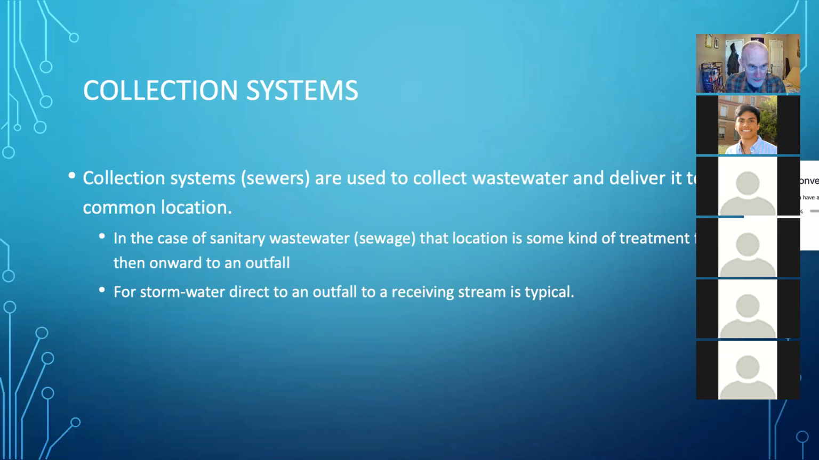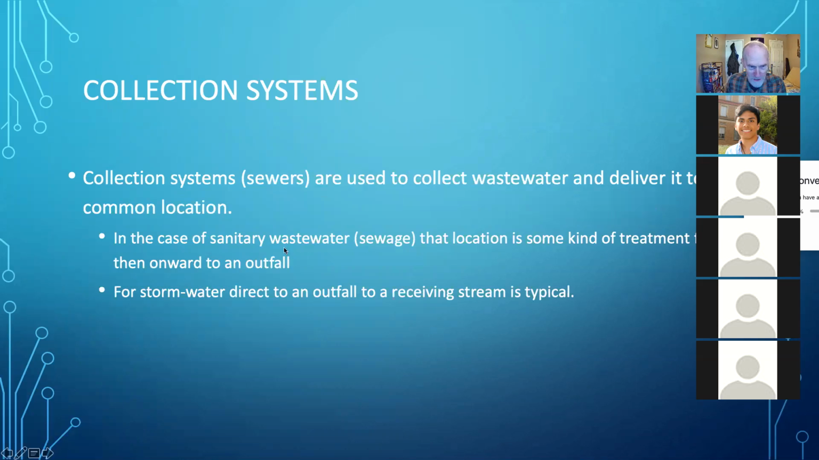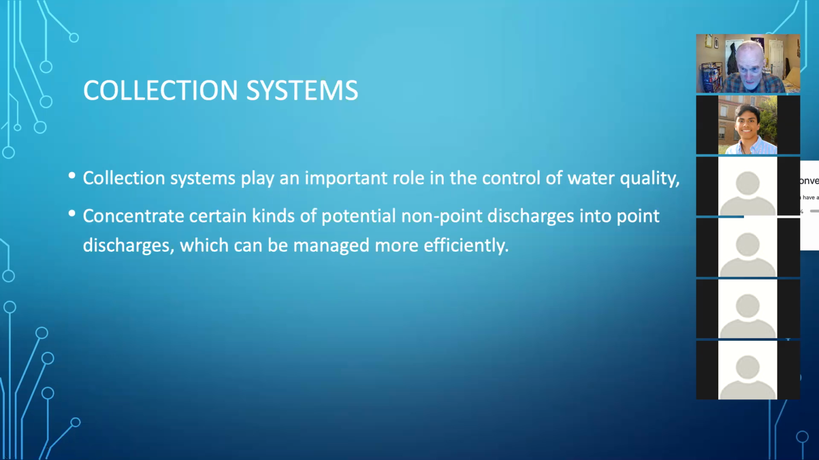Okay, so here's the first slide, and here's the second one. Oh, it's not going to function today. Sewage goes to treatment and then to an outfall. Stormwater goes to outfall. That's the only difference in this slide. And then collection systems are important in water quality.